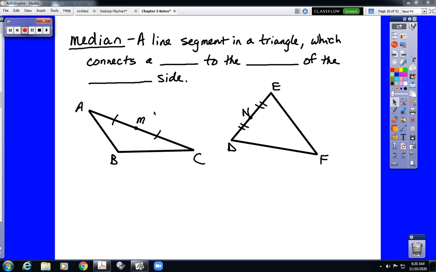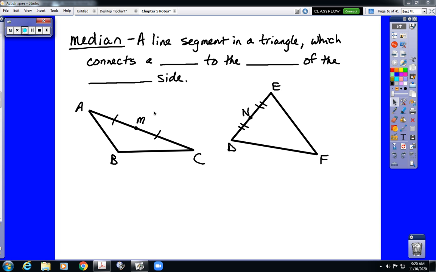Hello, ladies and gentlemen. Welcome to the second of three videos for Chapter 5, Section 2 of your McGraw-Hill Geometry Notes. This video is going to cover the idea of a median in a triangle and talk about its properties as they relate to the point of concurrency of the three medians of any triangle.